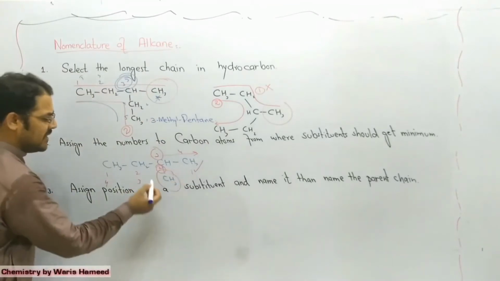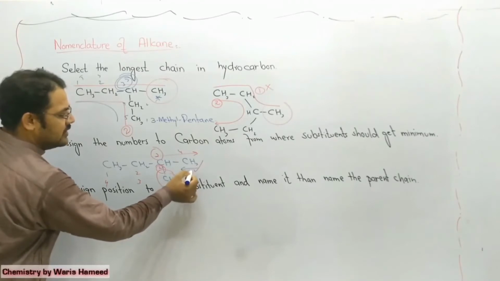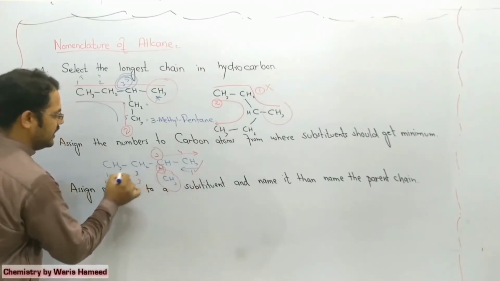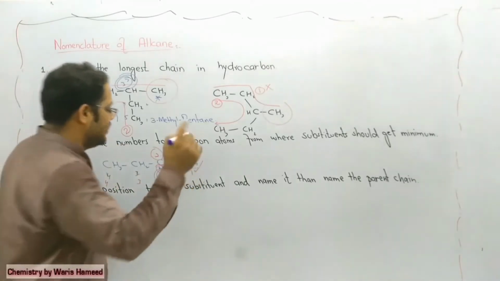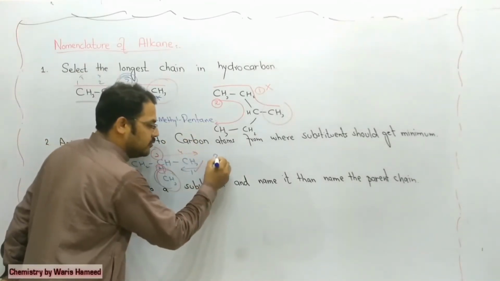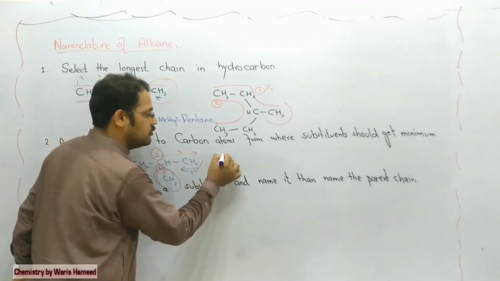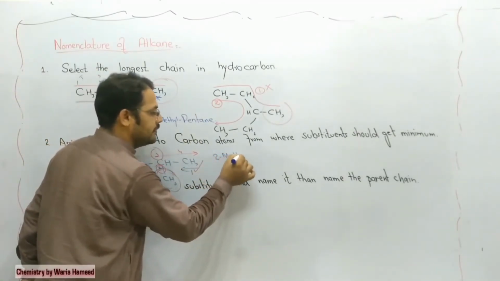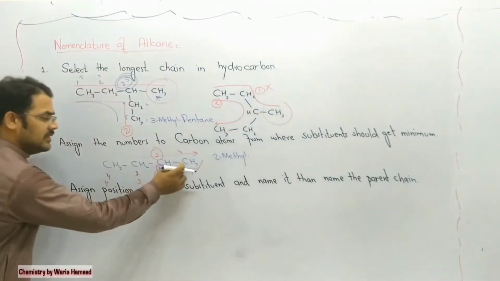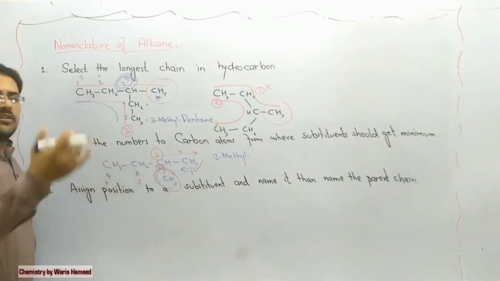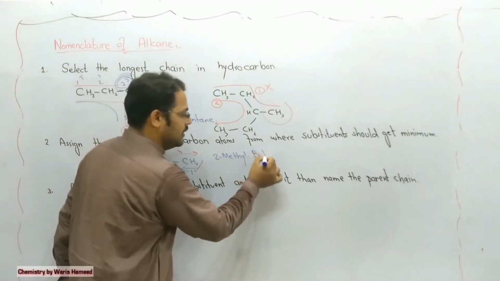In this case, the numbering is possible from this side. It's 1, 2, 3 and 4. CH3 is present on carbon 2. Now first of all assign the position to the substituent. Then name that substituent. It's a methyl group. 2-methyl. And at the end name the parent chain. The parent chain contains 4 carbon atoms, so it is butane. 2-methyl butane.